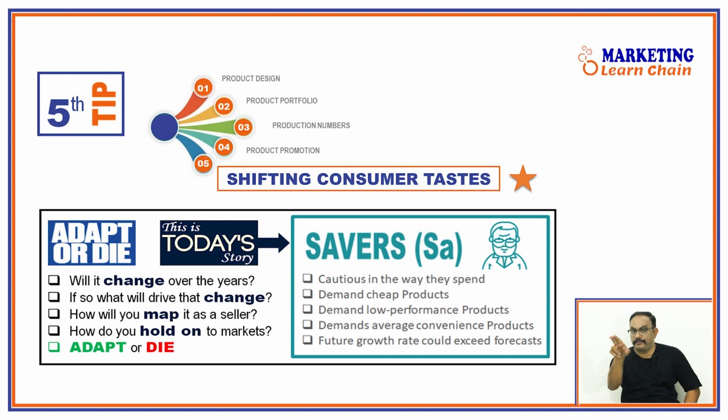Tip number 5, shifting consumer taste. Now let us take one typical market. Take the savers market. At the beginning of the game, you would realize they are the typical so-called lower middle class or middle class in terms of aspirations. They demand, quote unquote, the cheap product. They want minimalistic convenience. They want minimalistic features, average performance and things like that.